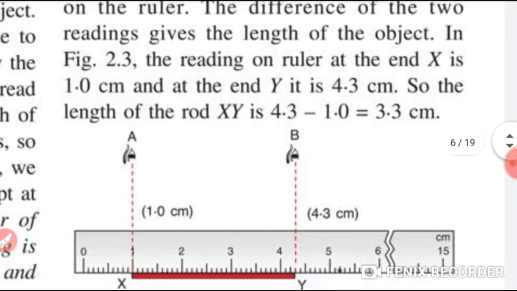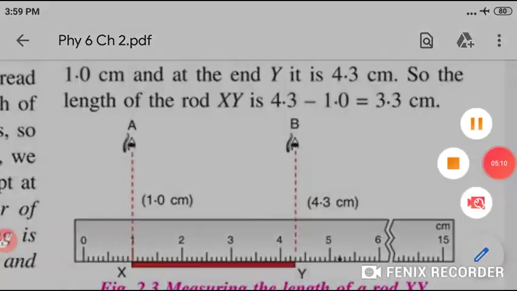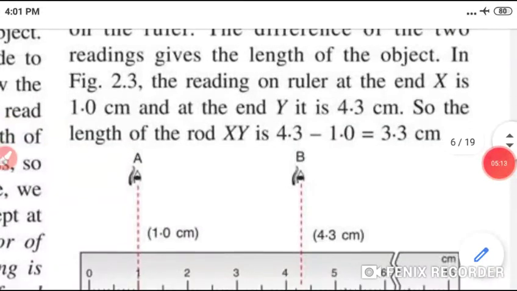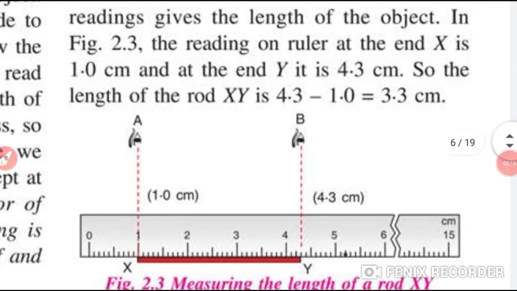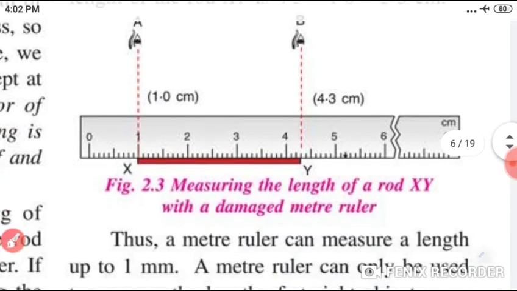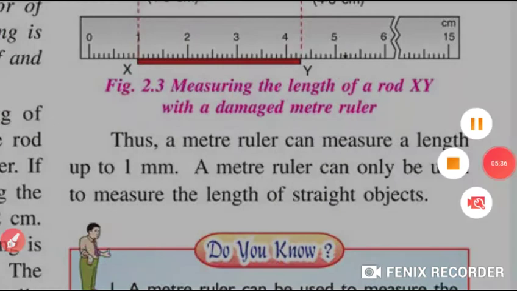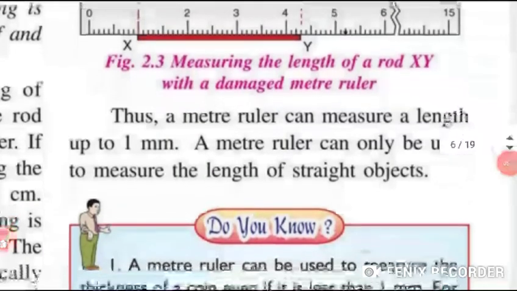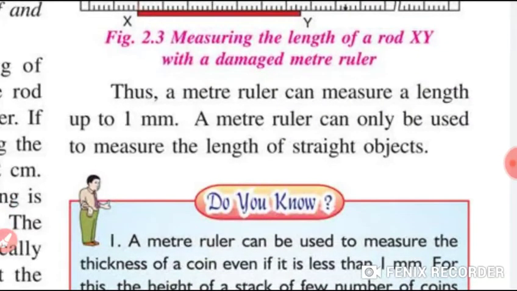In this figure, the reading of the ruler at x is 1.0 centimeter, and at the end y it is 4.3 centimeters. Now what will be the length of the rod? It will be 4.3 minus 1.0, and you will get 3.3 centimeters. Thus a ruler can measure a length up to how much? 1 millimeter. A meter ruler can only be used to measure the length of straight objects.